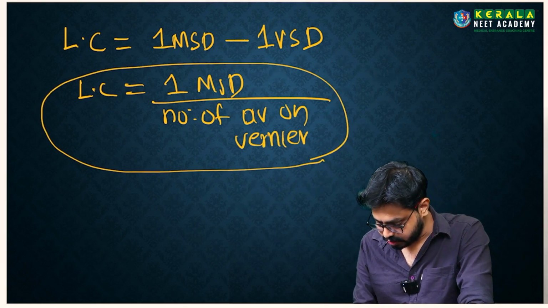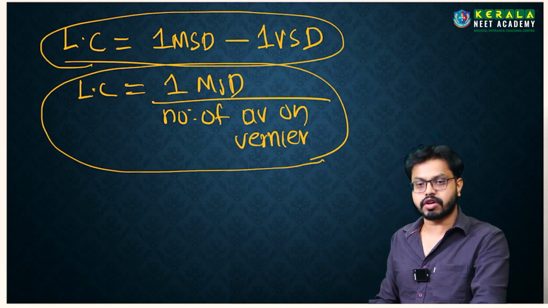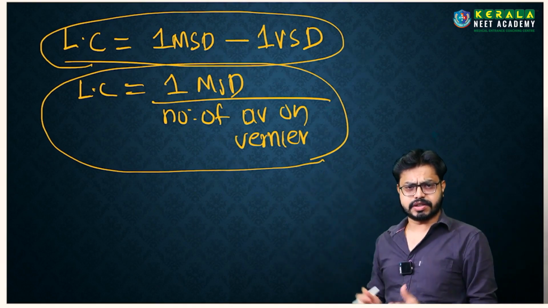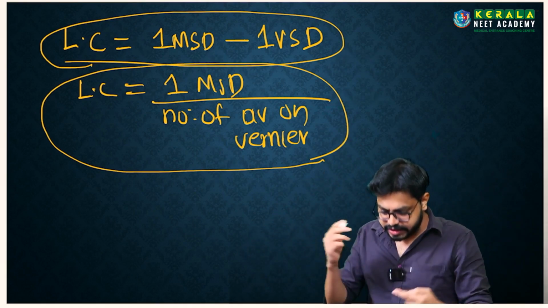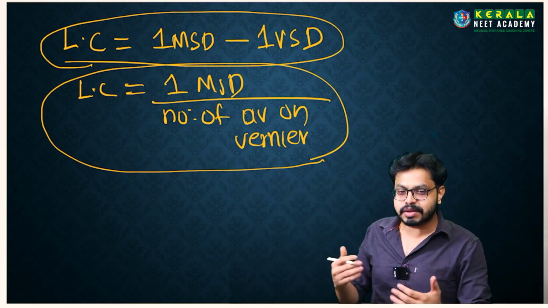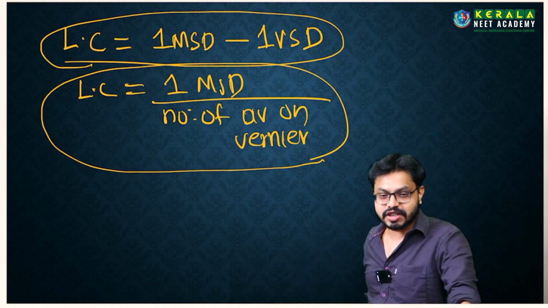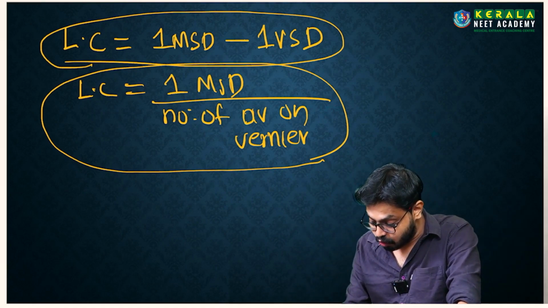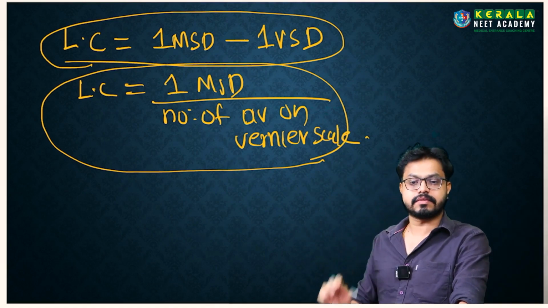Number of divisions on the vernier. So, these are the two equations of least count. Very simple equation. Least count is equal to 1 MSD minus 1 VSD, or least count is equal to 1 MSD divided by the number of divisions on the vernier scale.